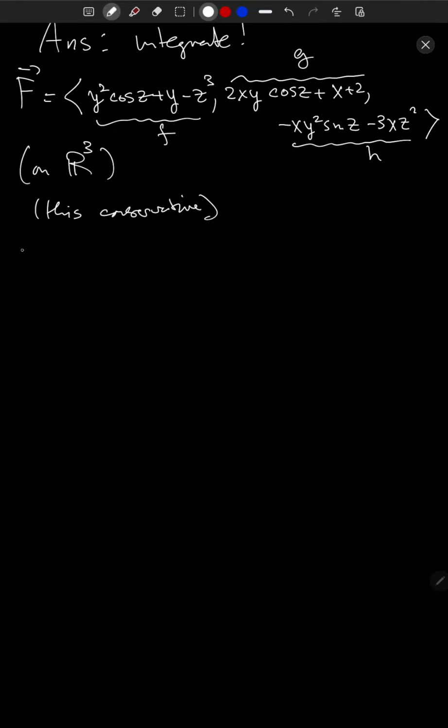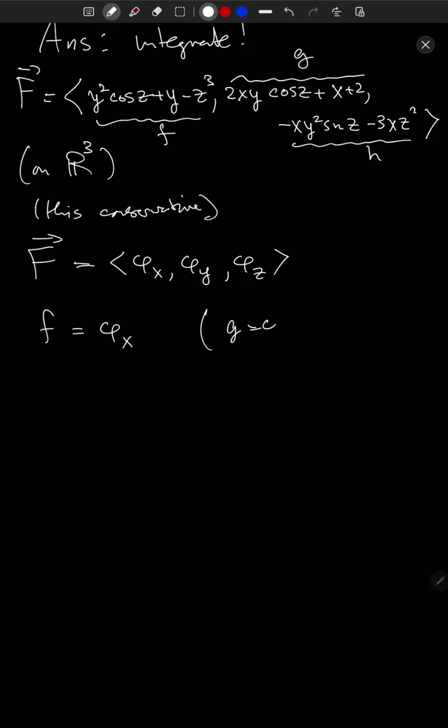So capital F is supposed to be, because it's conservative, phi sub x, phi sub y, phi sub z. All right? So immediately what we know, we've kind of already said this, F is equal to phi sub x. It has to be. And also, of course, g is equal to phi sub y, h is equal to phi sub z. But let me start with f equals phi sub x.